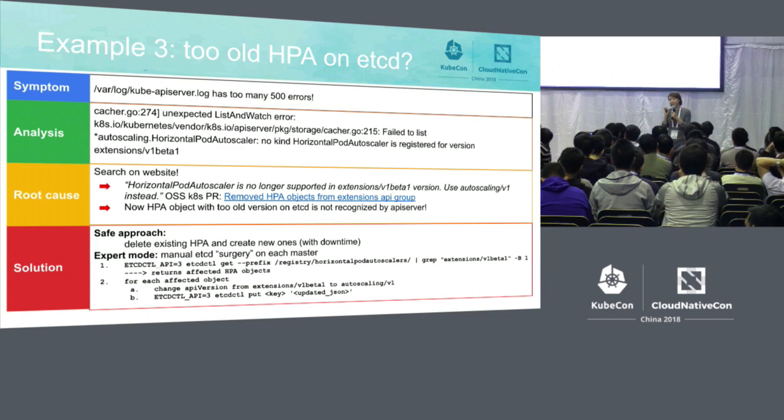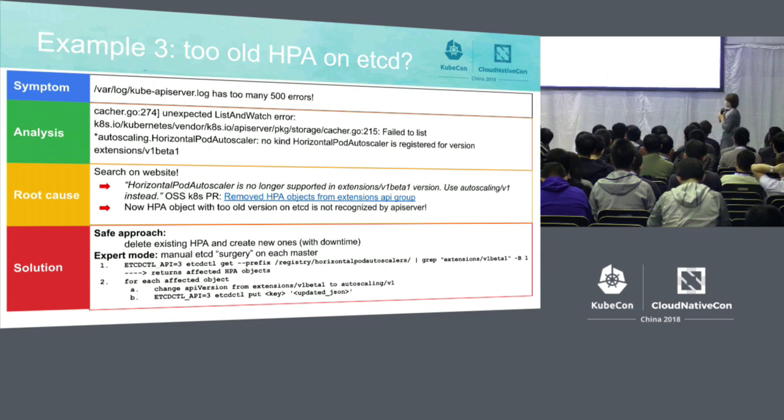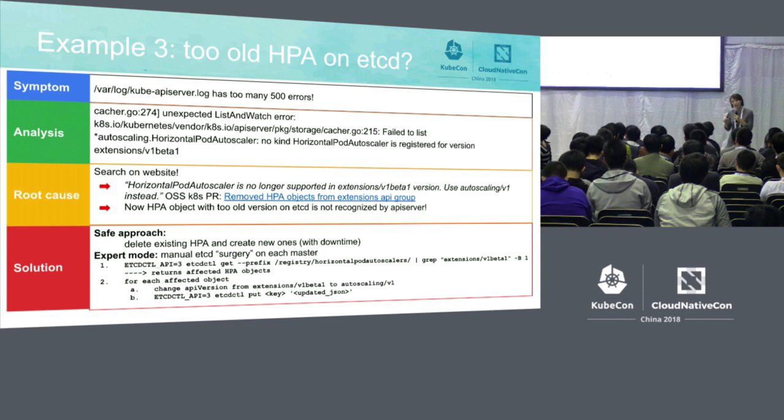We didn't find the fix for that issue, but still, we don't need to panic. All we need to do is be a little more creative here. The safe approach would be to delete the existing old version HPA, right? And create a new one with the correct version. Of course, that would come with some downtime. Let me remind you again, control plane downtime does not mean cluster downtime. Your pod is still running, your application is fine.